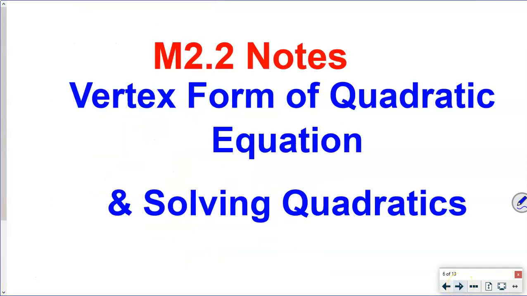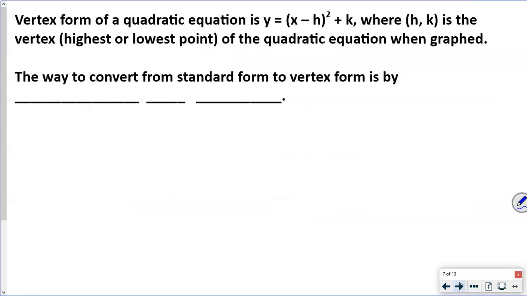All right, now, today we're going to go over the vertex form of the quadratic equation, and we're going to solve some quadratics. So the vertex form of a quadratic equation is y is equal to x minus h squared plus k, where h and k is the vertex, which is the highest or lowest point of a quadratic equation when it's graphed.